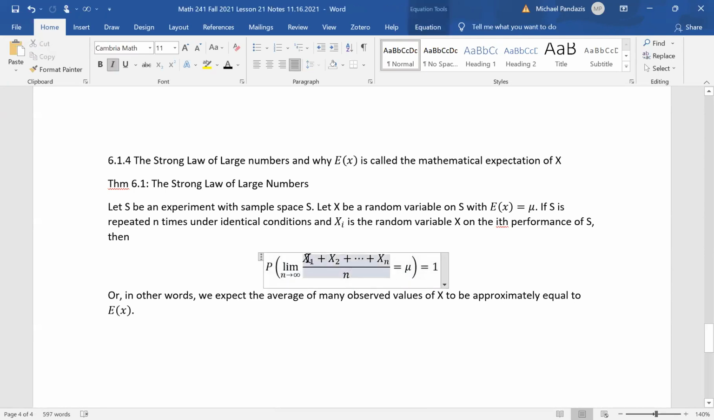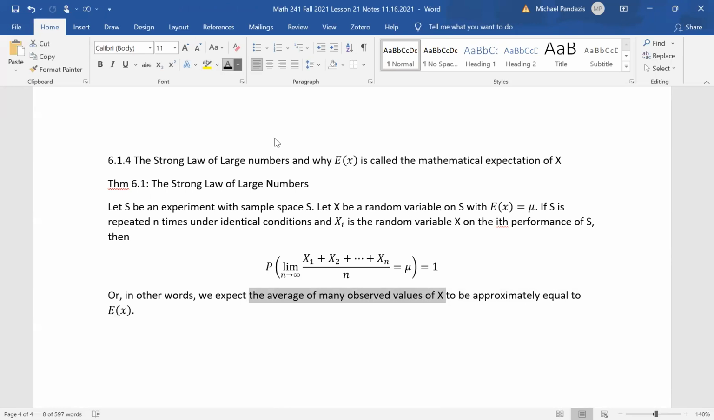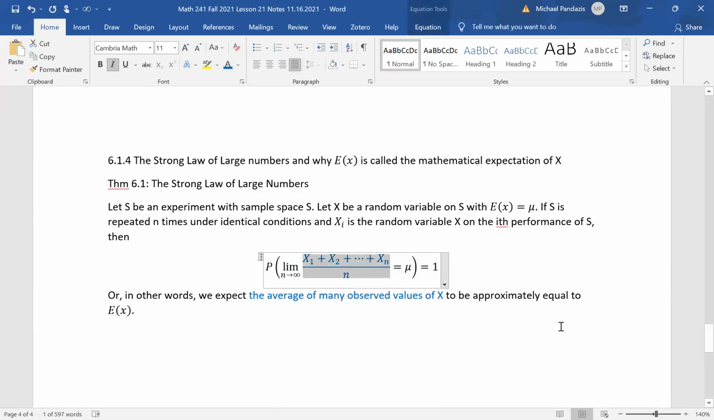In other words, what this says is that we are almost certain that the average of the many observed values of X, which is this fraction right here, which I'm going to label as blue, is adding up those observed values, x1 plus x2 plus up to xn, and dividing it by n.